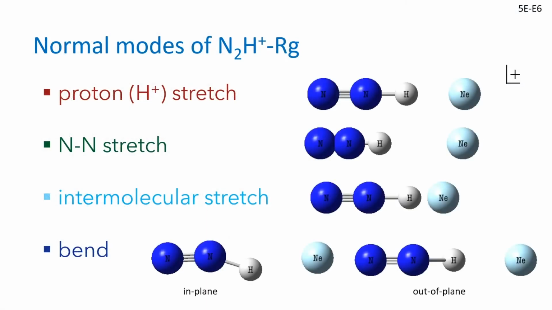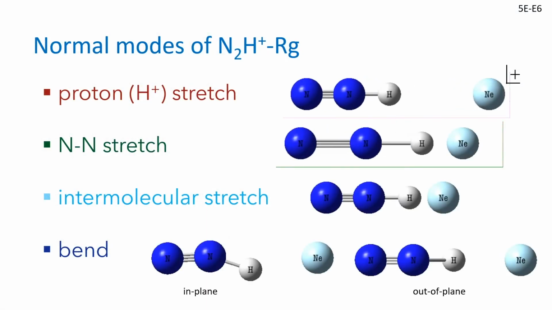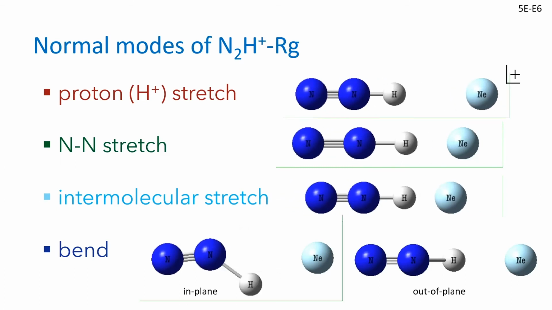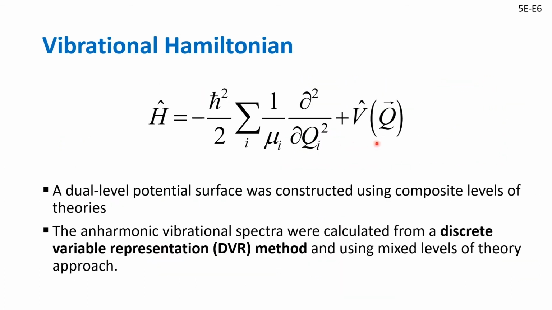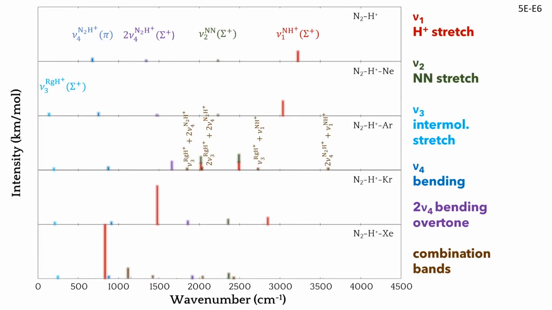The following are the normal modes of vibration for these molecular species. The anharmonicity is incorporated into the potential energy term of the given Hamiltonian. We note that the calculated peak positions for the fundamental stretching modes of the bare, neon, and argon tag species are in good agreement with their available experimental spectra.